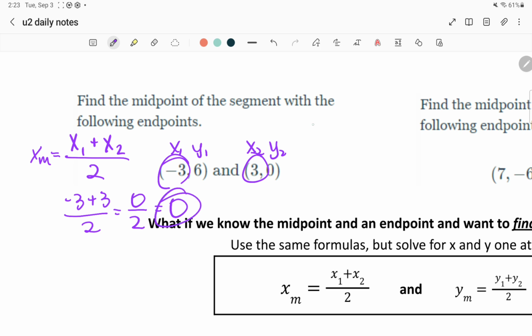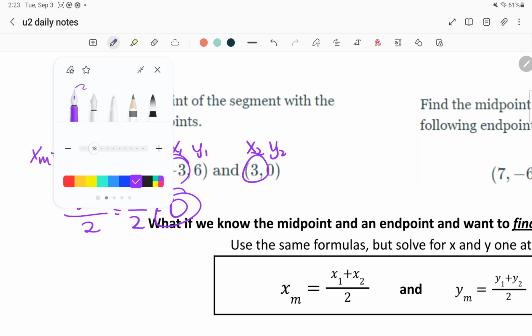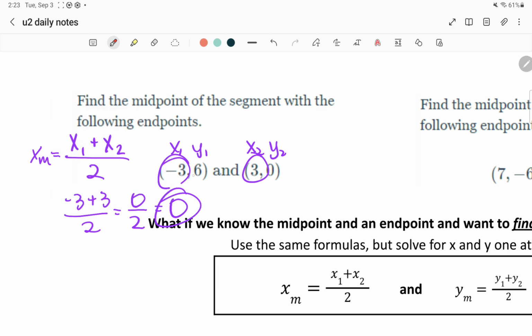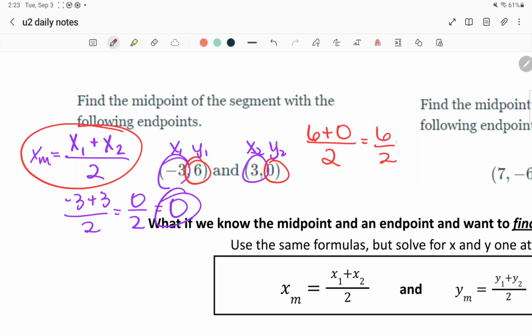And then I would just do the exact same thing, but with the y values. So now we'll do it in a different color. We'll do this red. Now I'm going to do all the y values. It's the same formula except a bunch of y's. So I'm going to do 6 plus 0 divided by 2. 6 plus 0 is 6. 6 divided by 2 is 3. Okay, 0 and 3 by themselves, that's great.